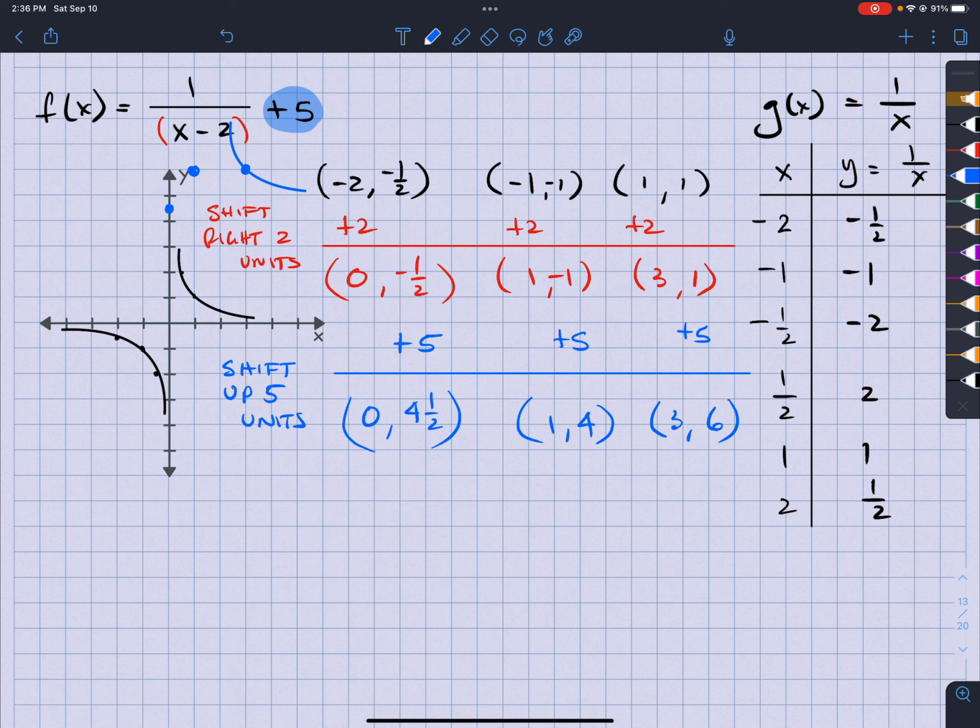So notice how me checking this actually made it work, made it help me, right? So let me go ahead and erase that part right there. So I went right 2 units and up 4. I mean up 5. So it should be right here. Okay, so in other words, this piece right here, which should be blue, is going to be right there.